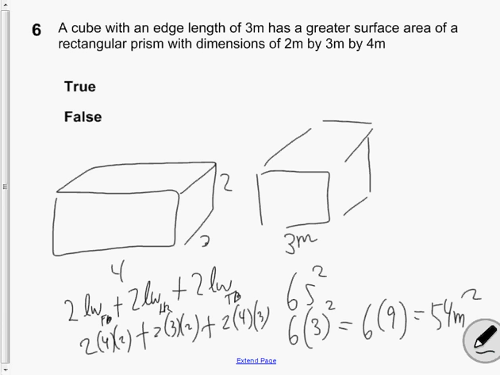So we have 2 that are 8, which is 16. We have 2 that are 6, which is 12. And we have 2 that are 12, that's 24. When you add those all together, I think you get 52. So the surface area for the rectangular prism is 52 meters squared. So if we go back, greater surface area with a cube, that's true. It is 2 square meters greater surface area than the rectangular prism.